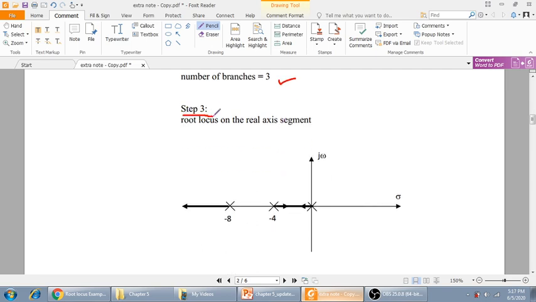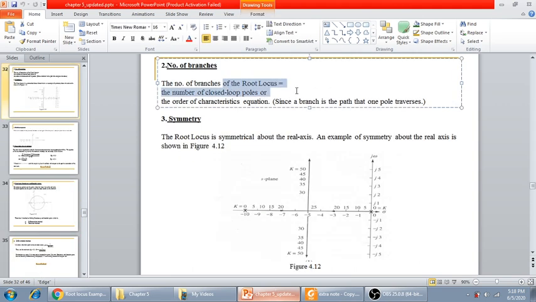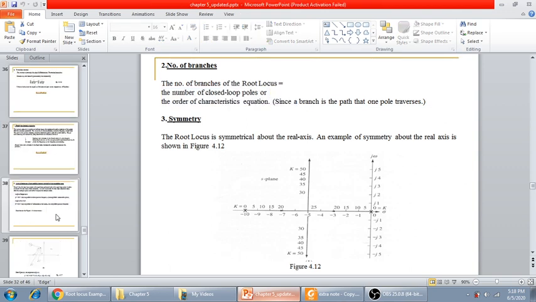Now we go to step 3. We need to find the root locus on the real axis. This is just an initialization. You see, we have s equals 0, s equals minus 4, and s equals minus 8. This is our imaginary axis and this is our real axis. So what will be the direction of the pole? How can we find the direction? To find the direction, I refer you to this slide. The number of branches is done already, and symmetry is done.